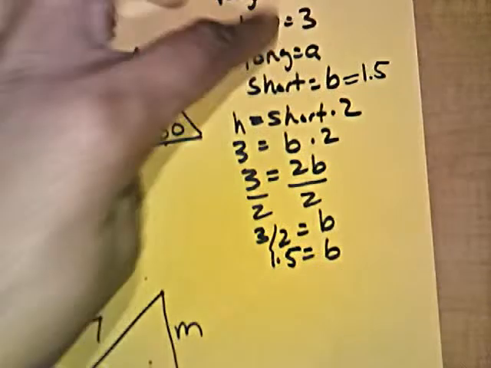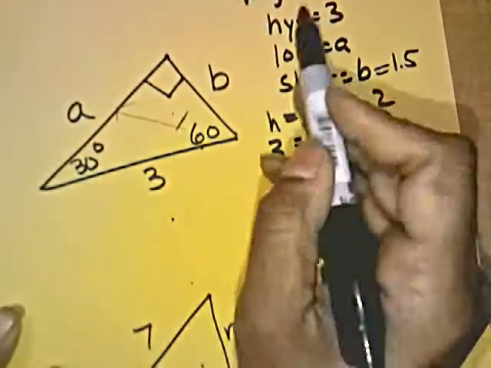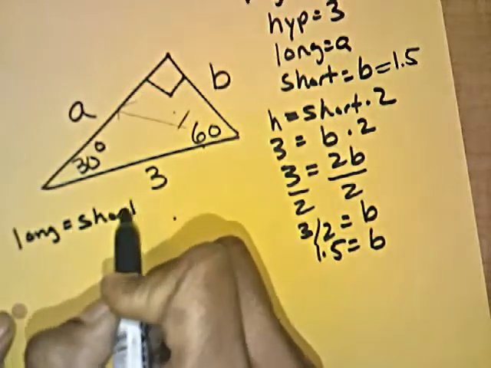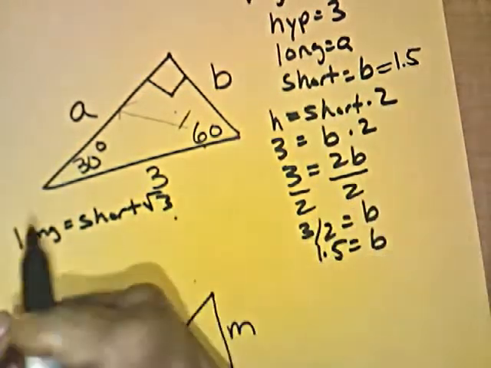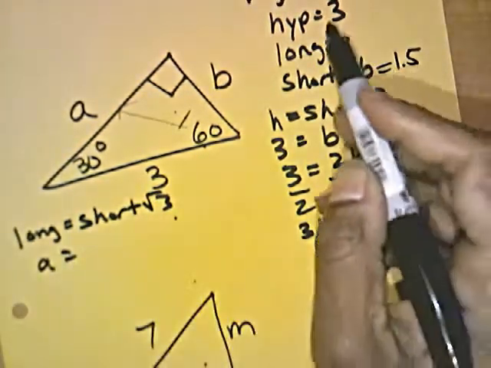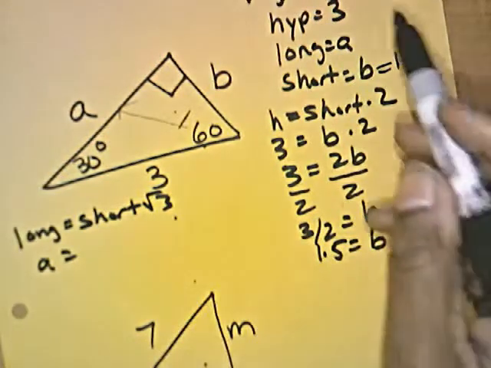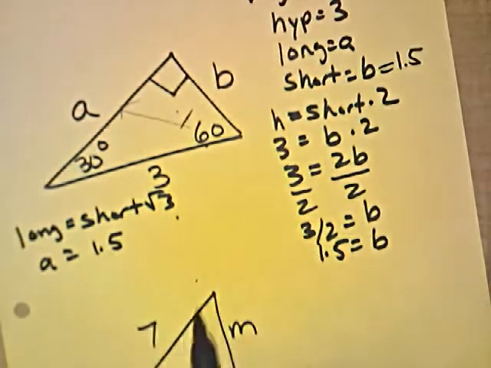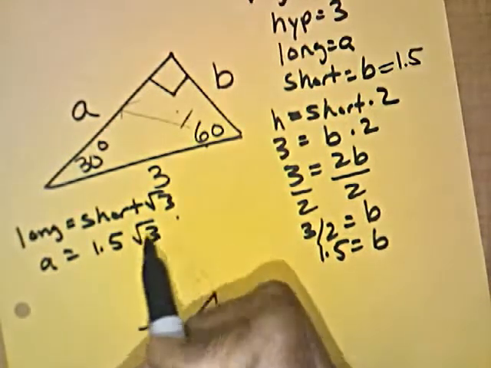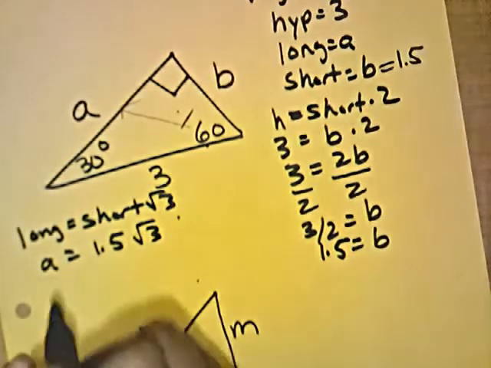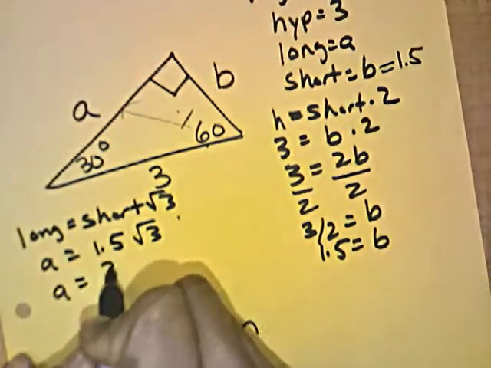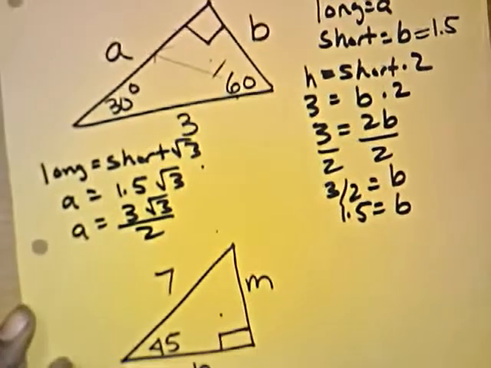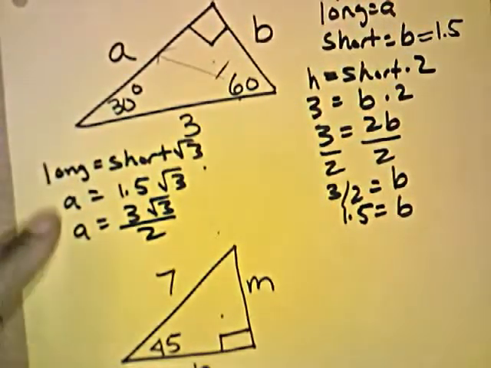Okay, so all that's left is finding long. I'm going to go long is equal to short, square root 3. Long is A. Short is 1.5, so A is 1.5 square root 3. Okay? I personally would leave it like this. Alright? Just looks a little neater, but either one.